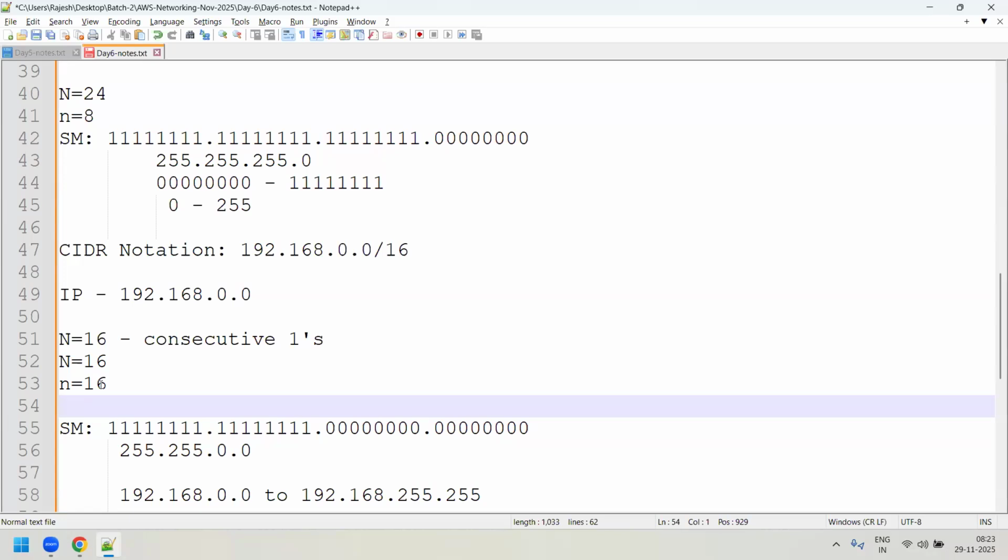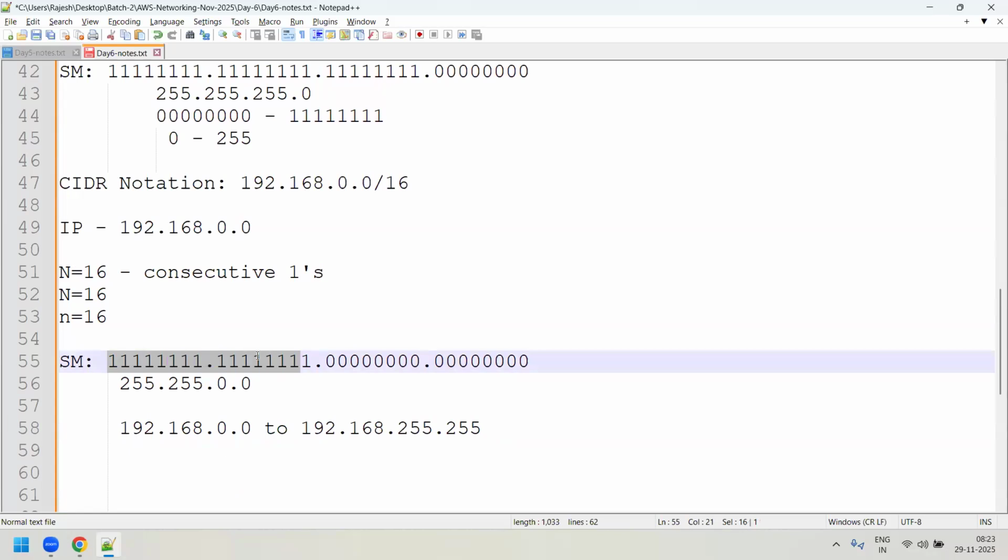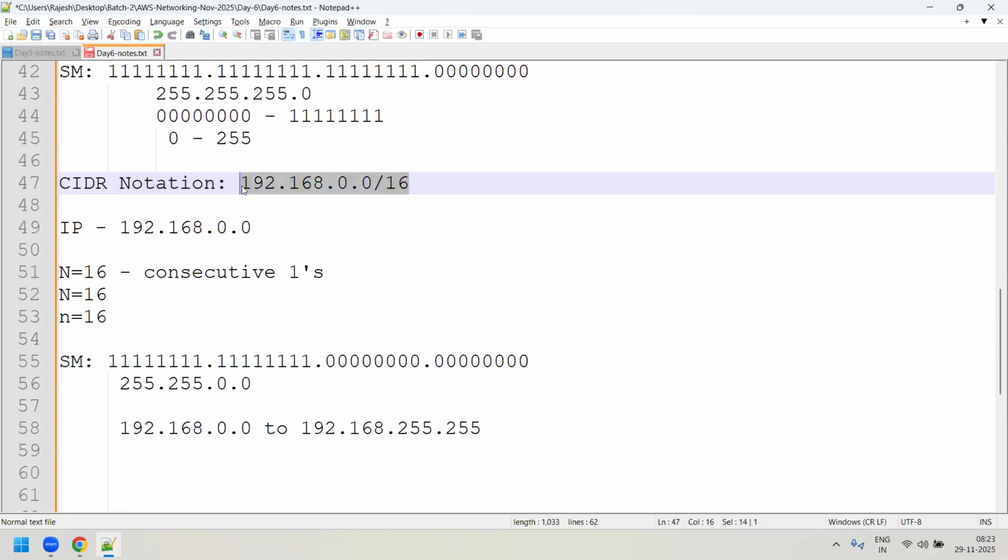Capital N means consecutive ones, and the small n is zeros. So this is fixed. We cannot make any change here. The first octet and second octet will be fixed in this IP address. Only these two values will change because they are zeros. So the value range will be 192.168.0.0 to 192.168.255.255. This will be the range you're going to get if you are given this as a CIDR notation.